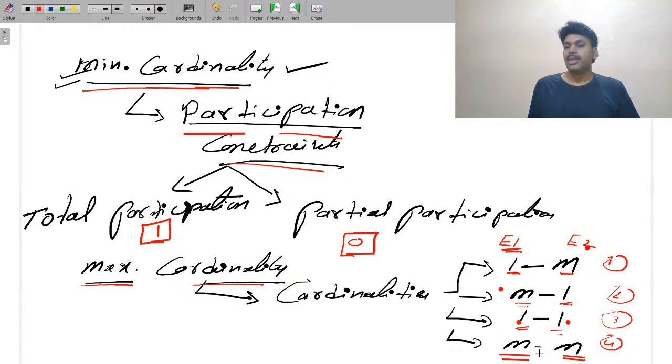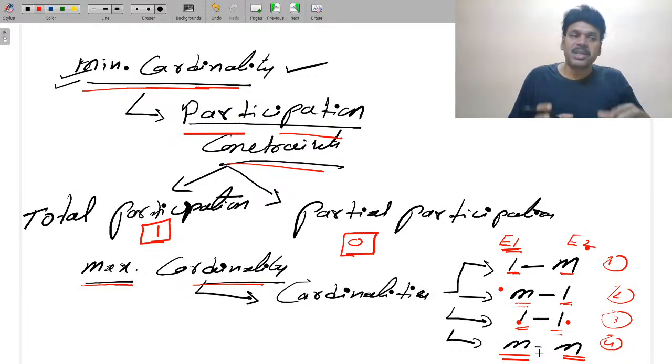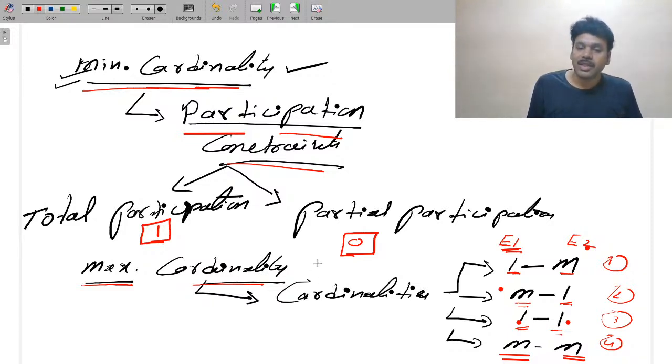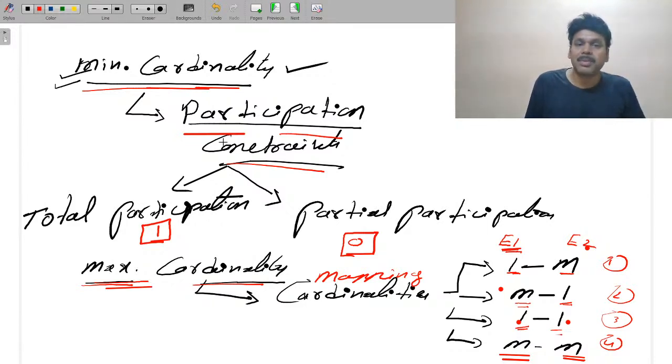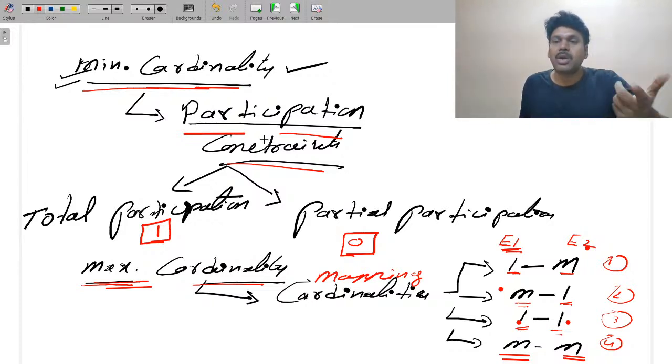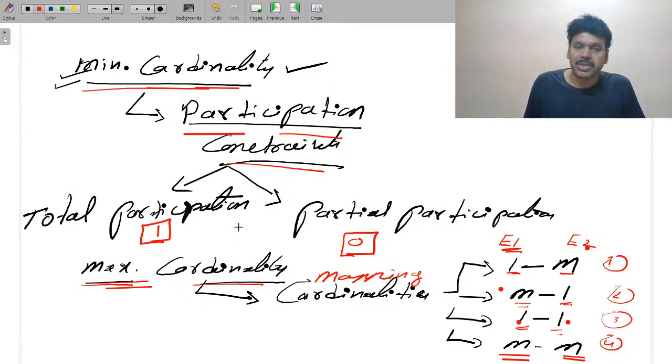Yeah, that's it friends. So if you know the difference between participation constraints and mapping cardinalities, you will come to know. They are also called mapping cardinalities. So mapping cardinalities will tell you how many times a row or a tuple will repeat in the other instance. What is a minimum cardinality? Participation constraint tells you whether you have to take or not to take. That's the meaning of participation constraint. Must take means total participation. Optional take means partial participation.